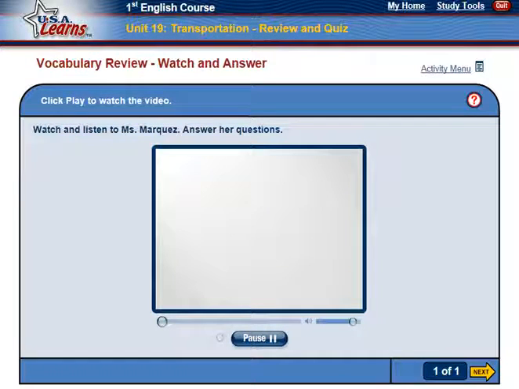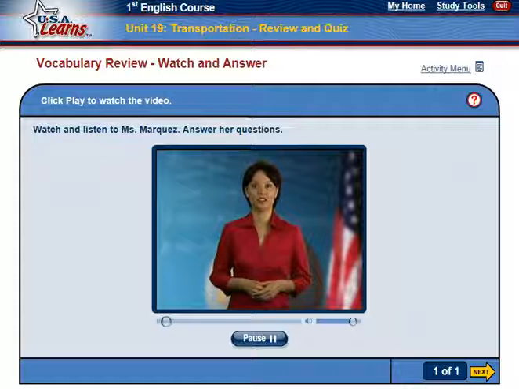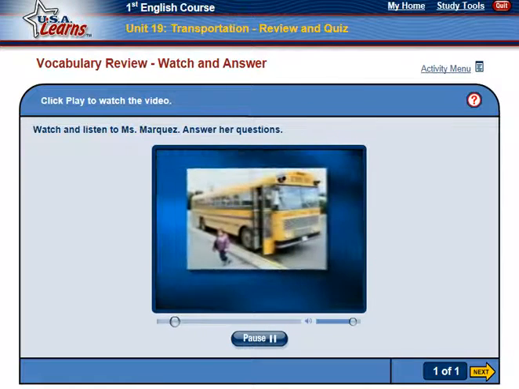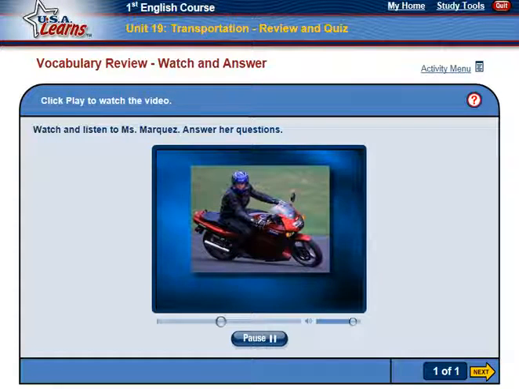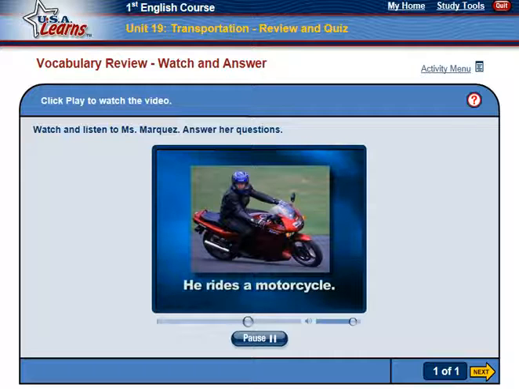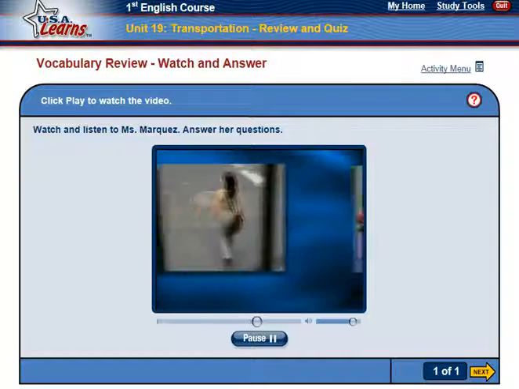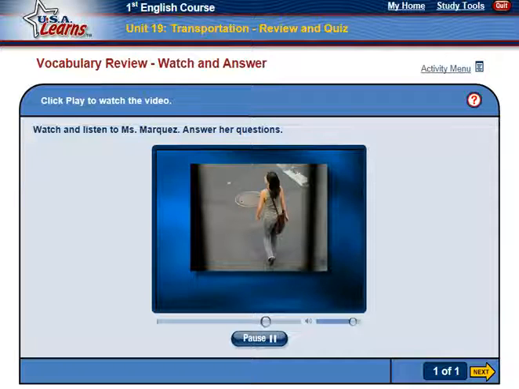Look at the pictures and answer my questions. Does she take the metro rail or the bus to school? She takes the bus. Does he ride a motorcycle or a bicycle to work? He rides a motorcycle. Is she a driver or a pedestrian? She's a pedestrian. Great work.